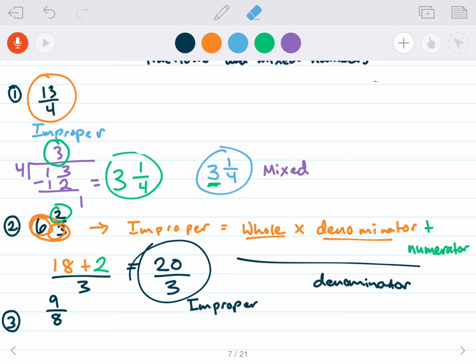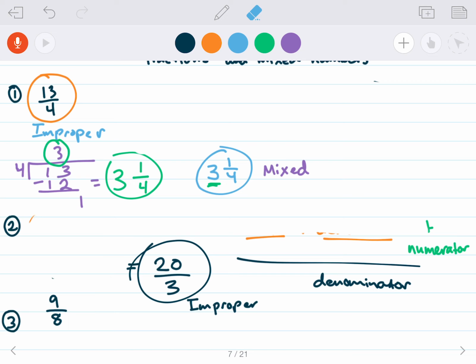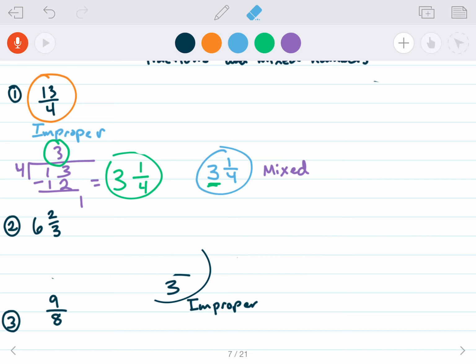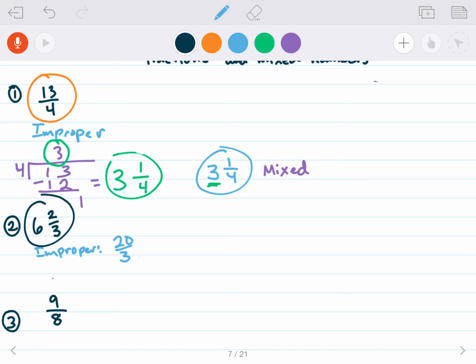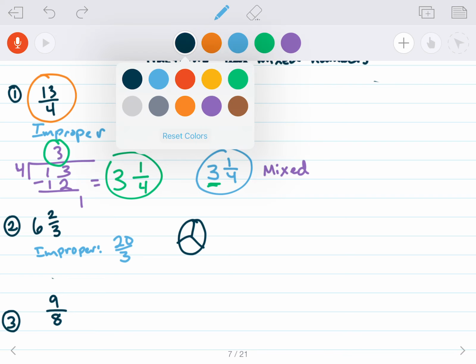Let me go ahead and erase some stuff so we have room. So we have 6 and 2 over 3 was our original number. And we know now that the improper fraction representation is going to be 20 over 3. 6 times 3 plus 2 over 3. We can also look at this pictorially, right? Because it says that there's 6 wholes, right? And by the way, we're dividing it by 3 because the denominator's 3. So we have 6 wholes.